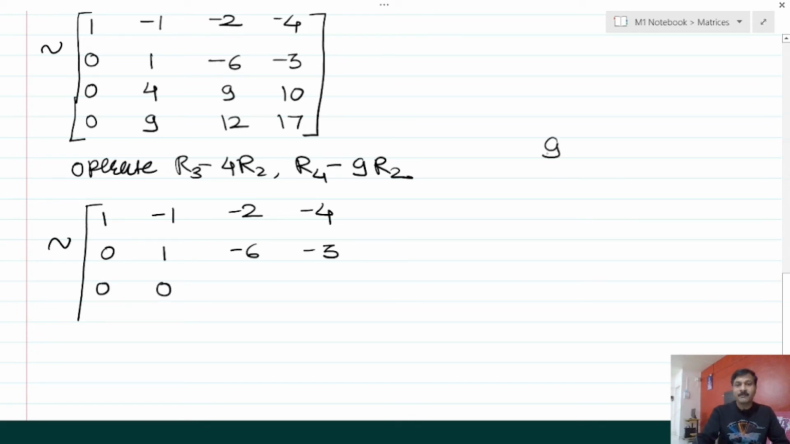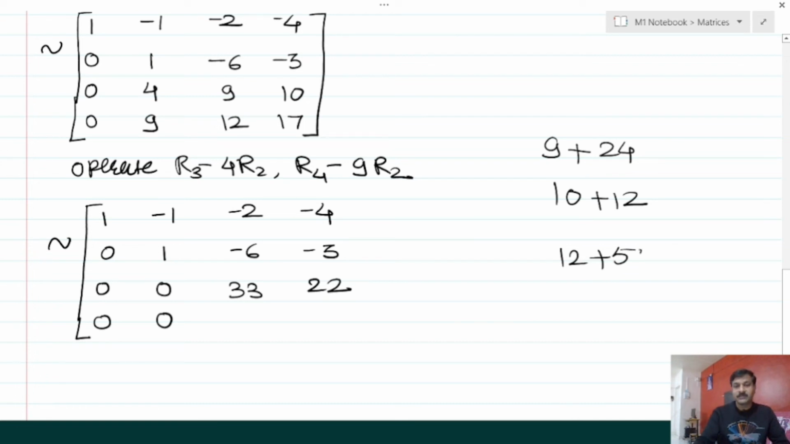Now 9 plus 24. So I am getting here 33. Then 10 plus 12, it is 22. Now last row 0, 9 minus 9, 0, 12 plus 9 into 6, it is 54. So I am getting here 66. So finally 17 plus 9 into 3, it is 27. So I am getting here 44.